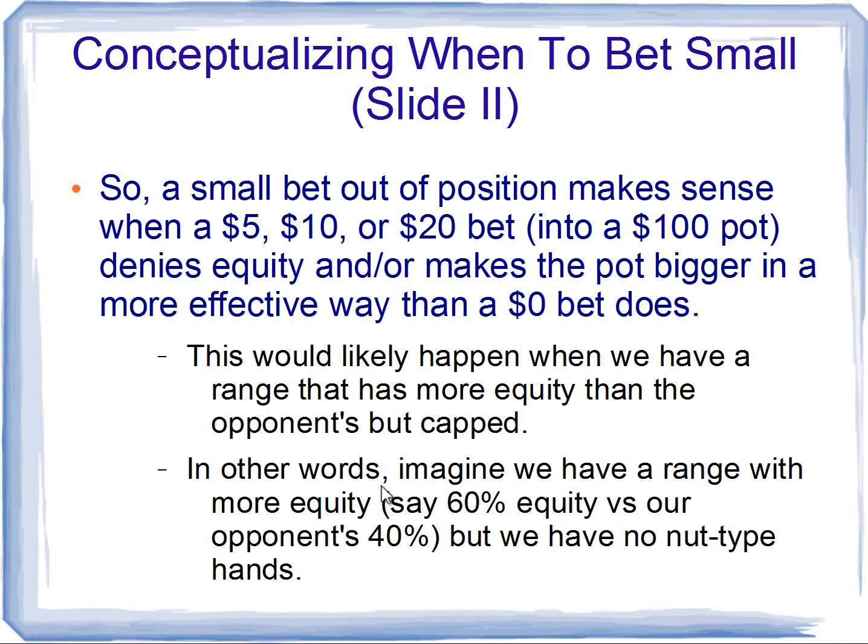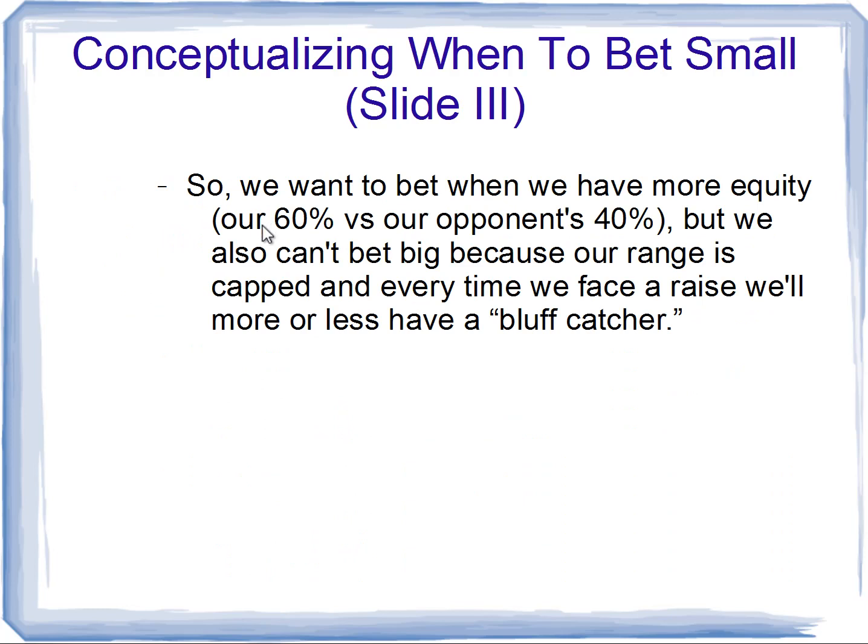And yeah, so this is just saying what I just said. We can have 60% equity out of position, but no nut type hands, so a small bet could be a little bit more effective than a 0 bet. That paragraph's just me repeating what I already said.